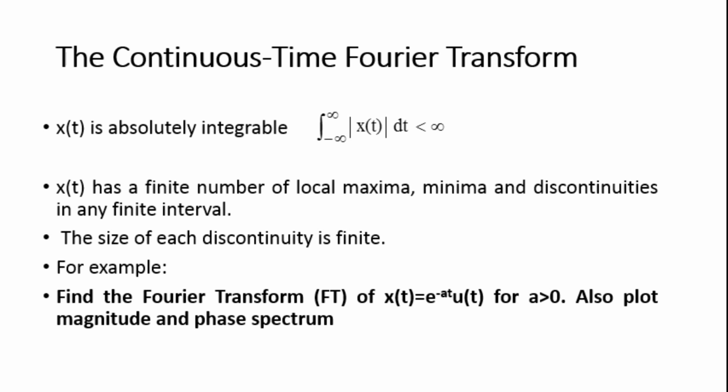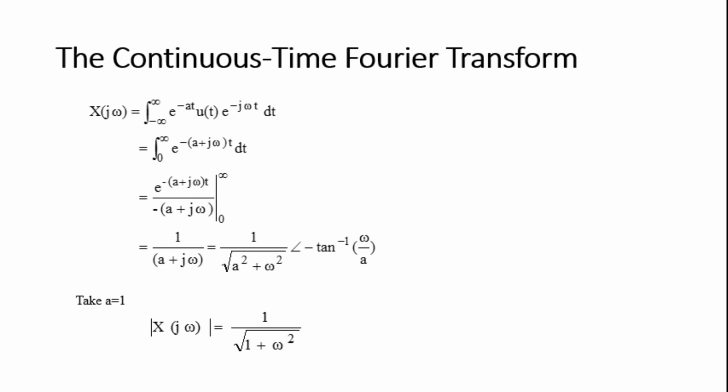For example, find the Fourier transform of x of t is equal to e power minus at into u of t for a is greater than 0. Also plot the magnitude and phase spectrum. Then x of j omega is equal to integration minus infinity to infinity e power minus at u of t e power minus j omega t into dt, which is equal to integration 0 to infinity, because it is given a is greater than 0.